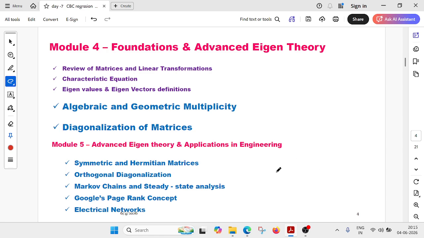So the last topic we kept because it is interlinked with that advanced eigen theory: the algebraic and geometric multiplicity and diagonalization of matrices. After that, we'll go with the advanced eigen theory and applications in engineering, and then come back to that.